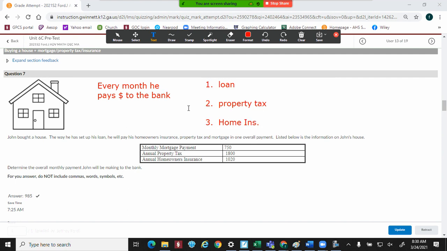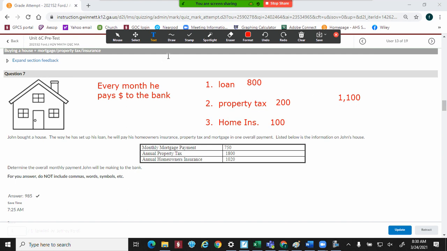Okay, so let's play the what if game. Let's say the loan was $800. Let's say the property tax monthly was $200. Let's say the homeowner's insurance was $100. So how much money is he paying to the bank? I just add these three numbers up and it ends up being 1,100. Okay, that's the concept of this question.